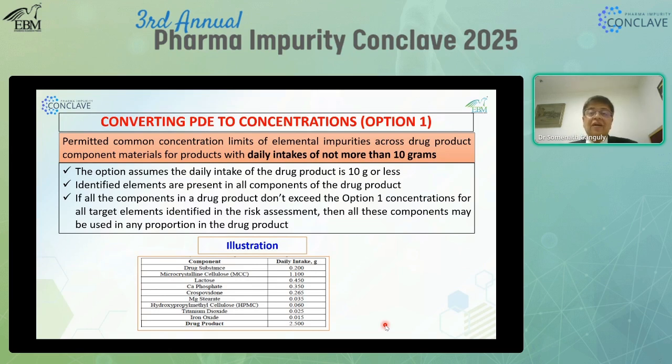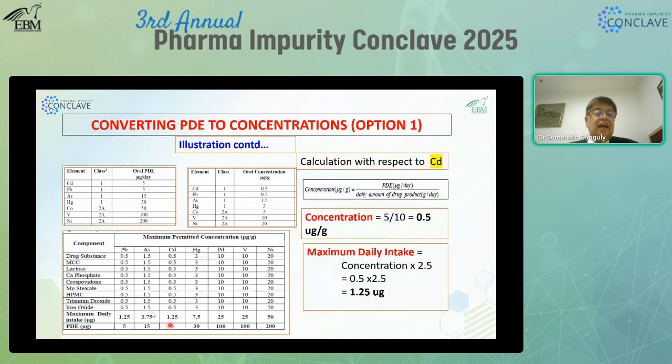Option 1 is, first, you have to take that your daily intake is not more than 10 grams. Suppose one example, which I have copied from the ICH Q3 guideline only. Suppose a hypothetical drug product having 2.5 gram product. This is less than 10 gram, and all the excipients are there. The daily intake is this. Now, for calculation purposes, I am considering all the 7 elements, and the PDEs of the 7 elements are fixed, given in the ICH guideline.